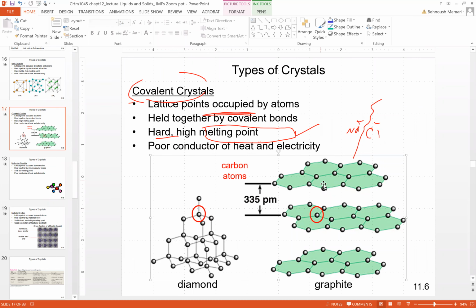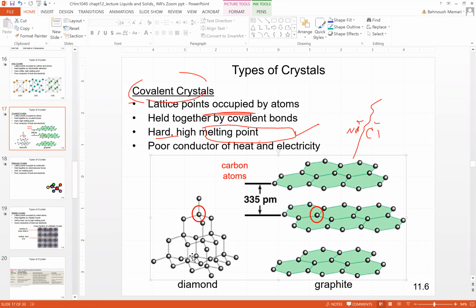But graphite goes in layers. Each layer is held together by covalent bonding, but the layers are not held to each other that way. There's a space between them, and it's just the van der Waals force that holds them. So every time you slide your pencil over paper, you remove a layer of carbon and leave a mark on the paper, because the bond between the layers is not very strong.